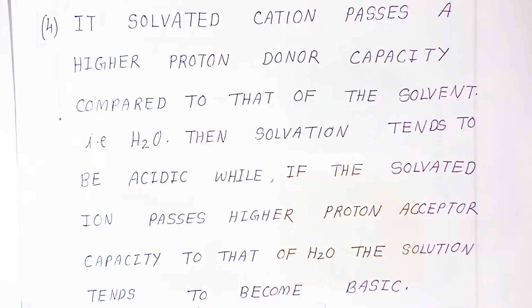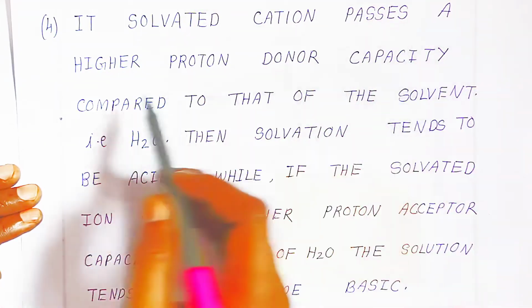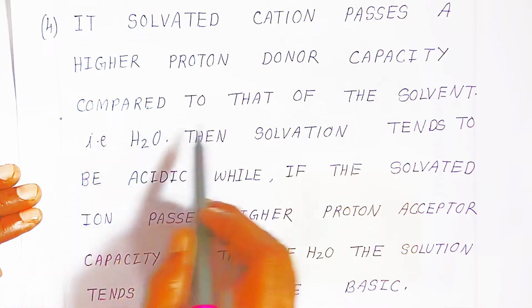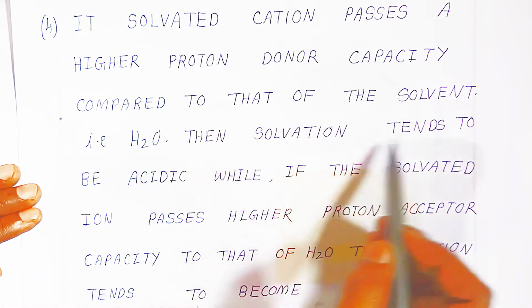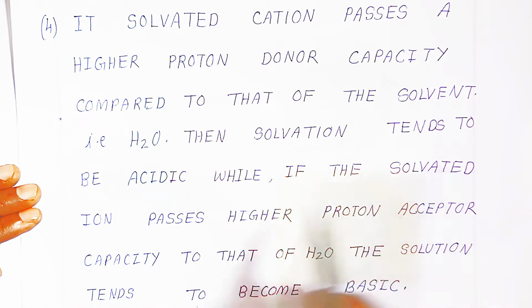Now students, if the solvated cation possesses a higher proton donor capacity compared to that of the solvent, say for example water, then the solution tends to be acidic, while if the solvated anion possesses a higher proton acceptor capacity than that of water, the solution tends to become basic.